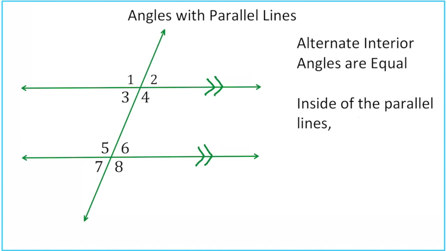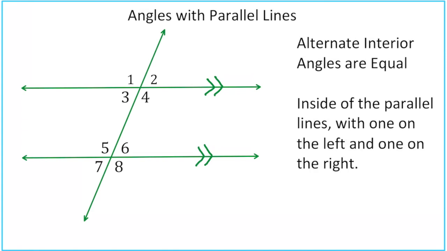And then the alternate part of the name refers to one of them being on the left and one of them being on the right. So for example, angle 3 would match up with angle 6. And the reason is they're inside the parallel lines, and one's on the left, one's on the right.